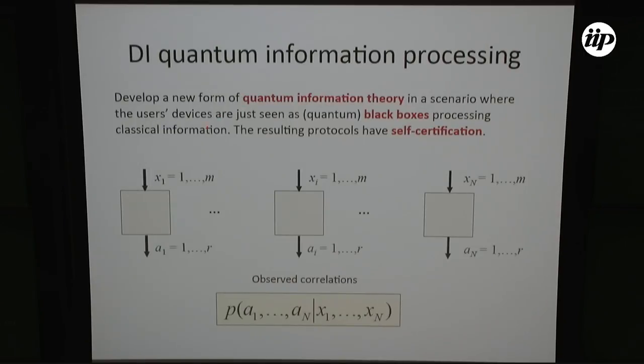So in general, we want to do this quantum information theory with black boxes. And the good thing is that you want to certify things only from what we call the observed correlations. So what is the probability that you observe some outputs given some inputs?